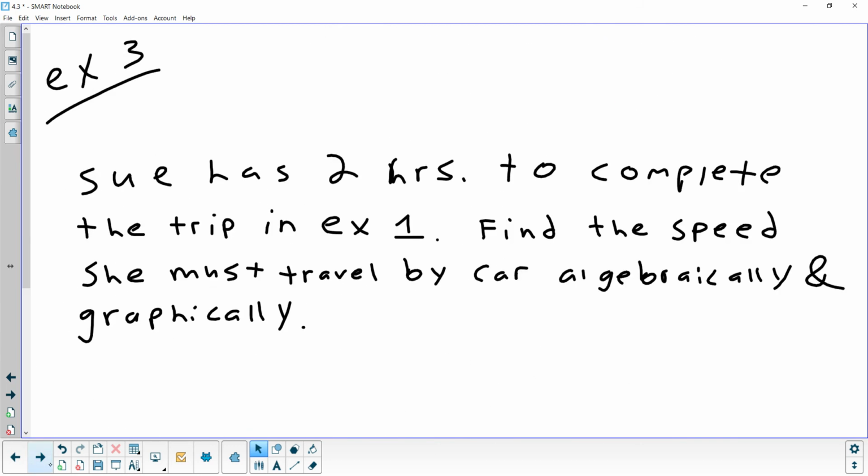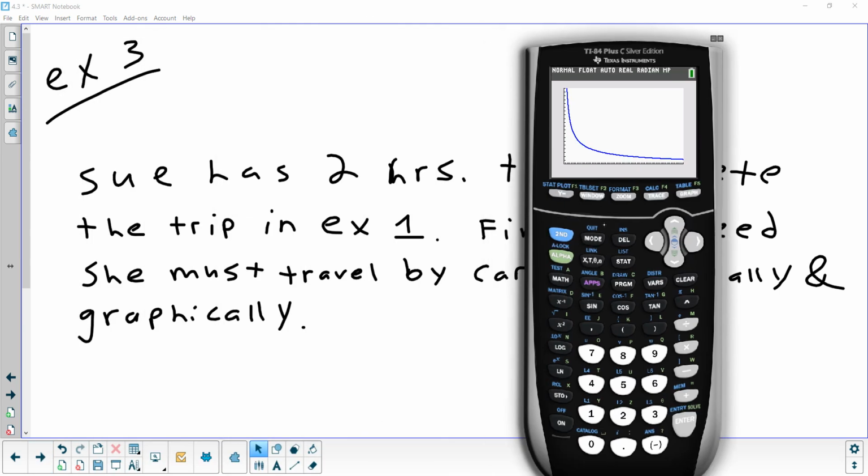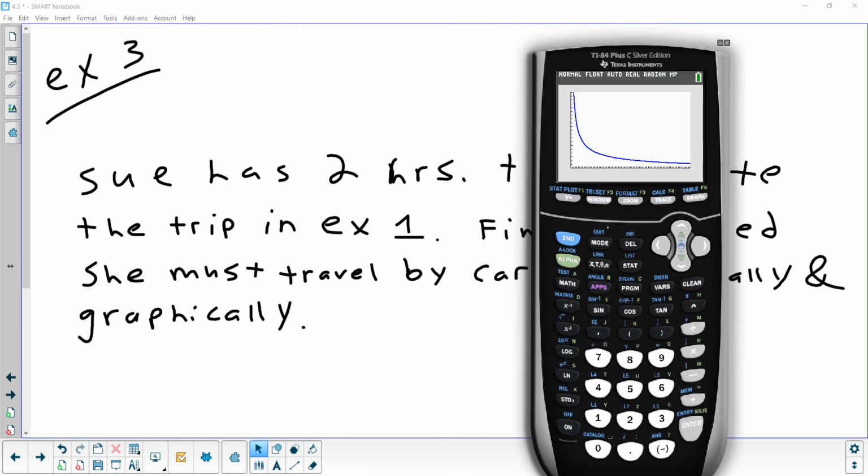So now they're going to ask us something specific. This is usually the easy part. It says Sue has 2 hours to complete the trip. Find the speed she must travel by car, algebraically and graphically. All right, let's do graphically first. How do you think I would figure out when that graph hits 2 hours? What would I have to do?